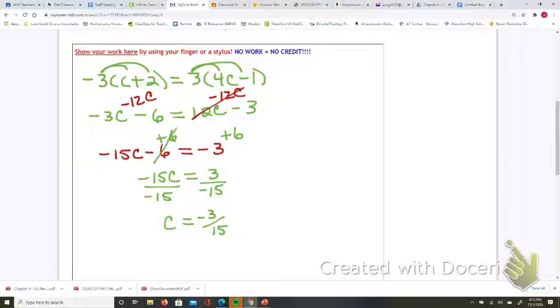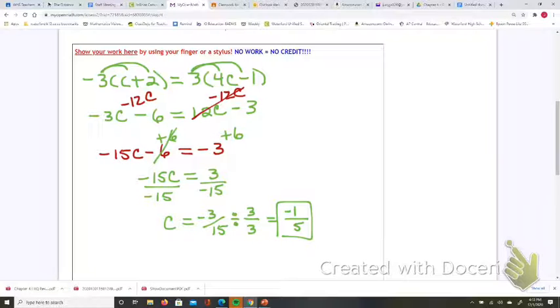Remember, we have a fraction. Now, notice that the negative, I moved it to the top of the fraction. The negative can be anywhere, it doesn't matter. But this is not reduced, so I need to reduce it. So these will both divide by 3. So negative 3 divided by 3 is negative 1. 15 divided by 3 is 5. So my answer is negative 1/5.